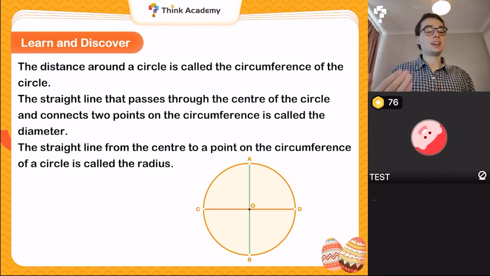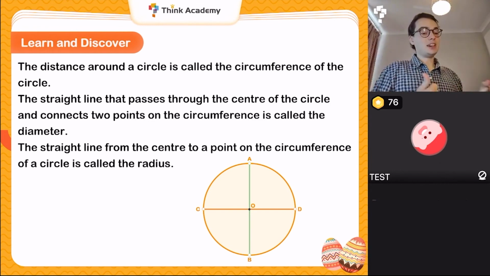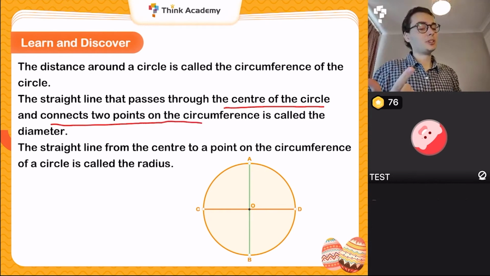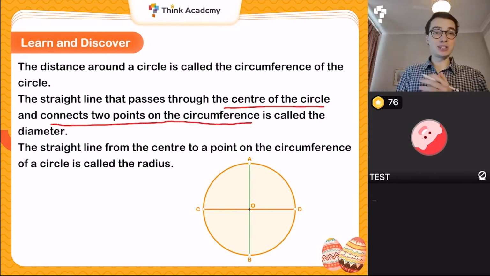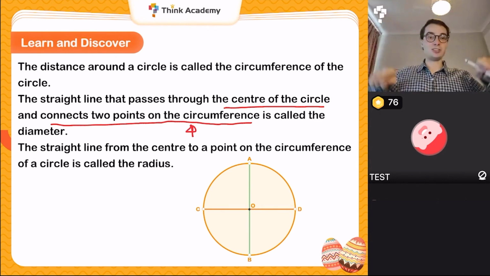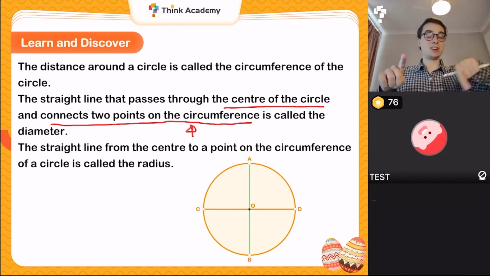So again, the circumference is the distance all the way around the circle. Then a straight line that passes through the center of the circle and connects 2 points on the circumference is called the diameter. So that's just something to be aware of. Sometimes we refer to the circumference just meaning the outside of the circle. Okay, so the circumference on its own just means the distance around the outside.